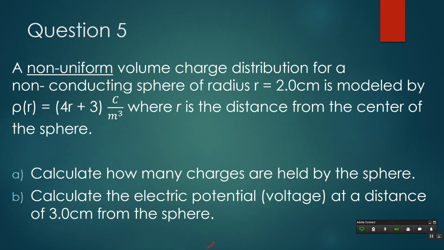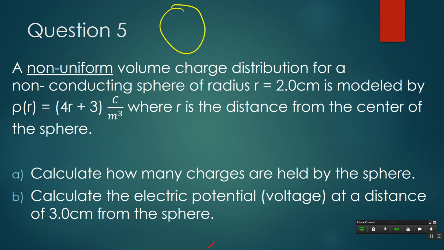Okay, that was question 4. Let's do question 5. A non-uniform volume charge distribution for a non-conducting sphere of radius 2 is modeled by some rho as a function of r, where r is the distance from the center of the sphere. Calculate how many charges are held by the sphere. Oh boy, let's do some calculus. And calculate the electric potential at a distance of 3 centimeters from the sphere.